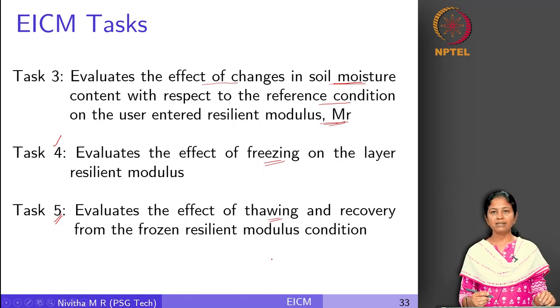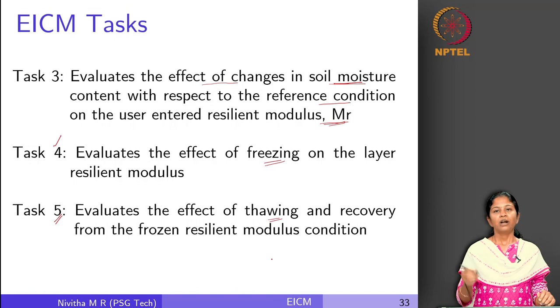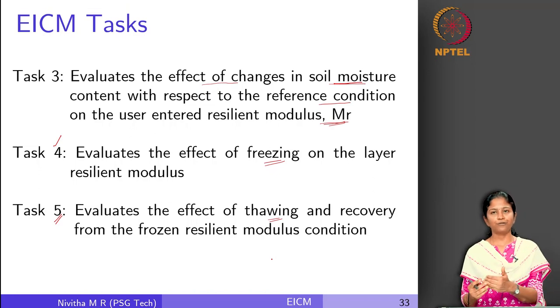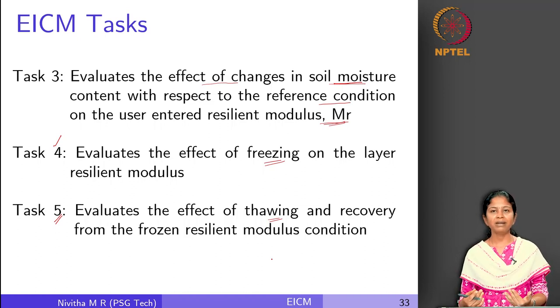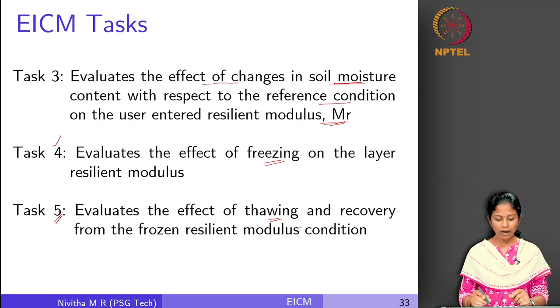In one of the slides in a previous lecture, I had shown that during freezing and thawing, how much is the variation in the strain, right? So immediately when the soil is frozen, the modulus increases, and therefore we saw the strain to reduce. And during the thawing period, there is a substantial reduction in the modulus value, and therefore we can see the strain to be higher. We had seen that in one of the previous lectures. So similarly, it is going to evaluate the effect of thawing and recovery from the frozen resilient modulus condition.